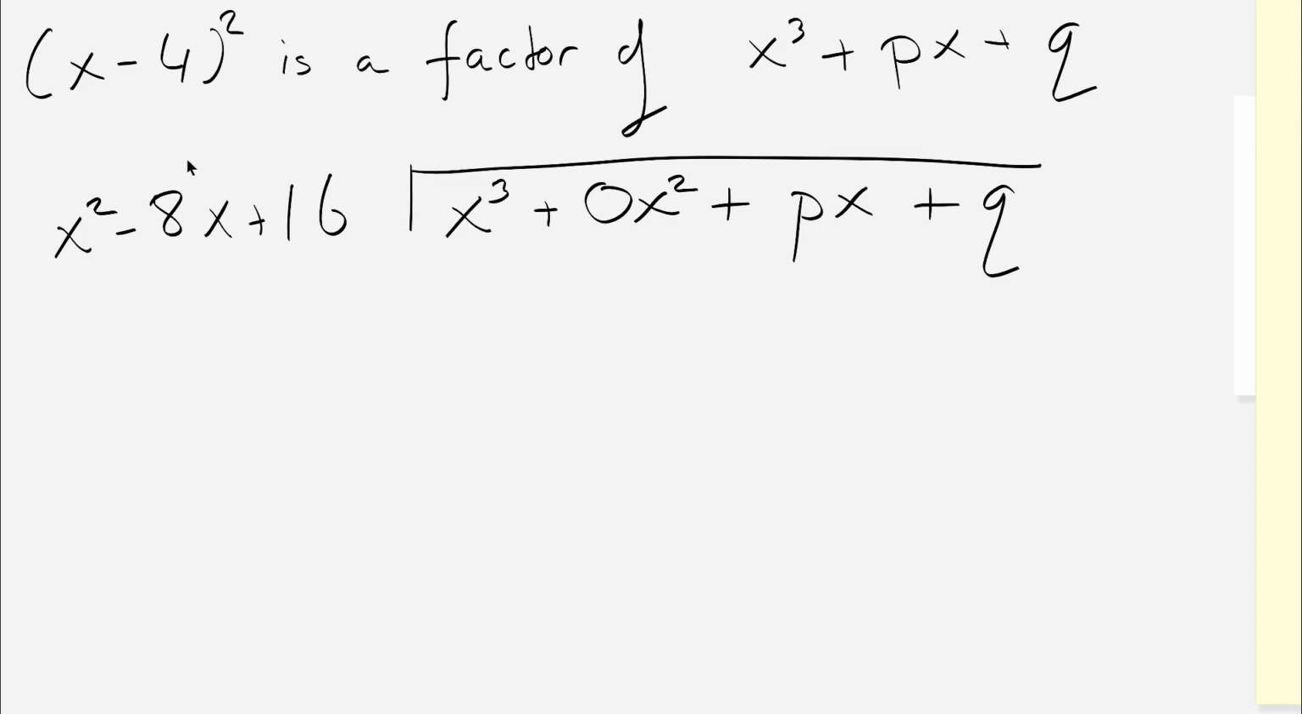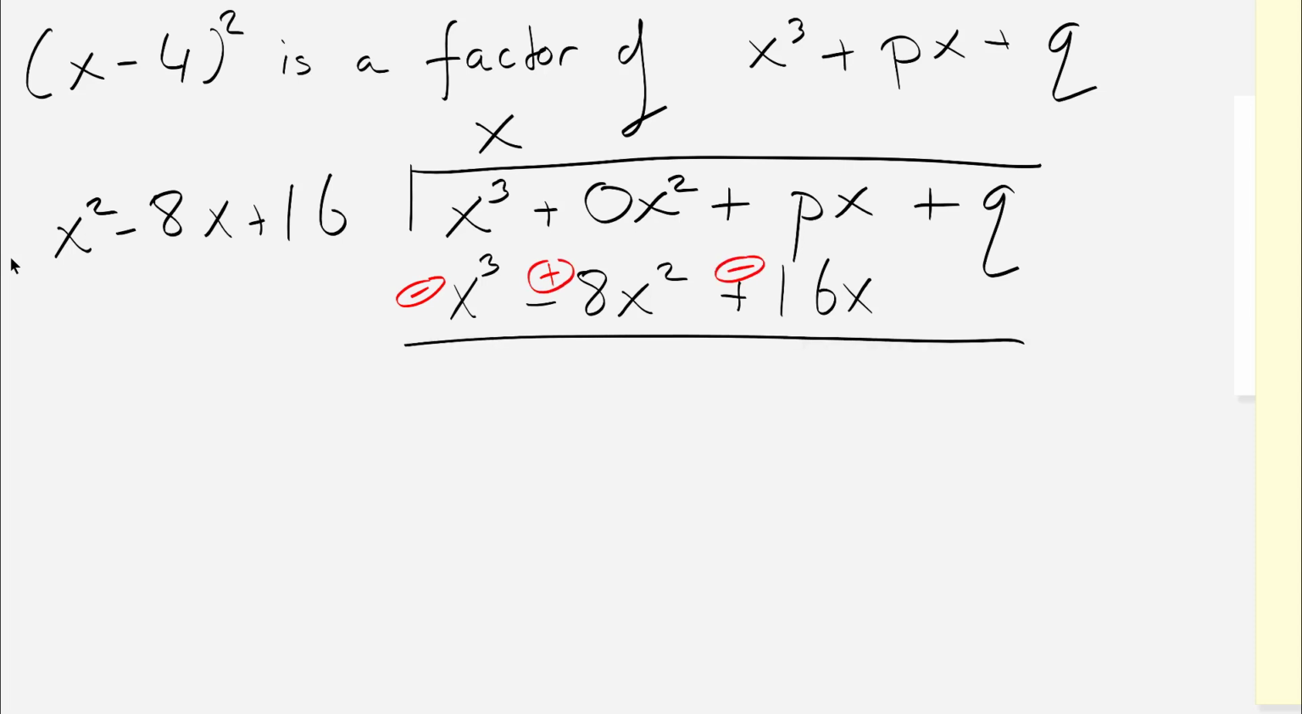So x² into x³, that goes x. Then multiplying x by these: x by x² is x³, x by -8x², and x by 16 is plus 16x. Then I change my signs. It becomes a minus, that becomes a plus, that becomes a minus. And my next line, x³ takes x³, that's gone. 0x² + 8x² is 8x².